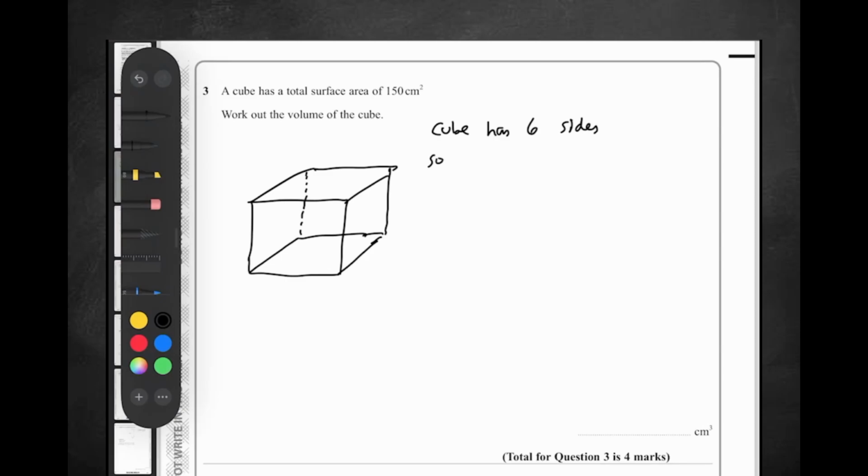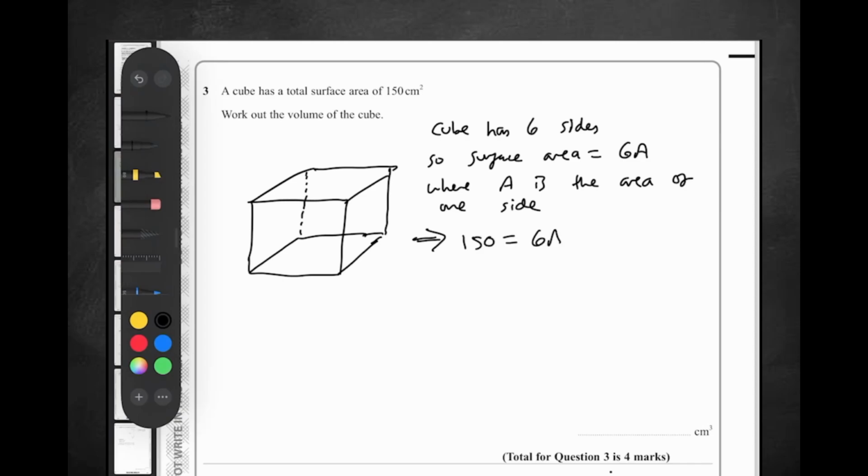So surface area equals 6a, where a is the area of one side. So 150 equals 6a. Therefore, a is going to be 150 divided by 6. So the area of one side is 25.